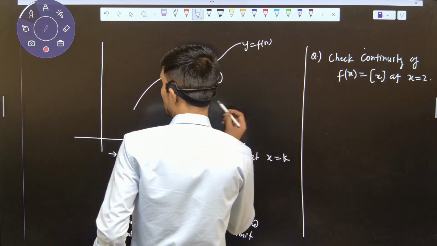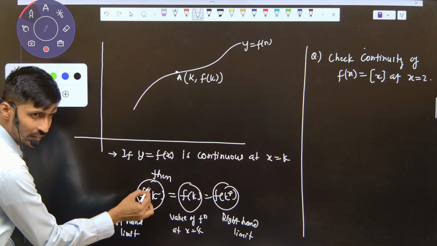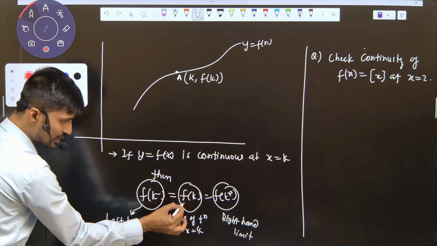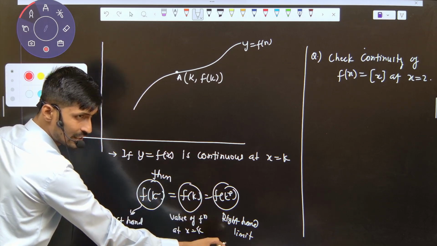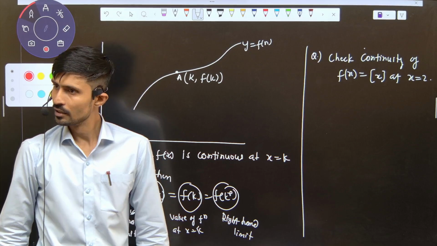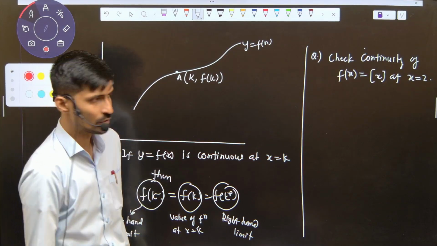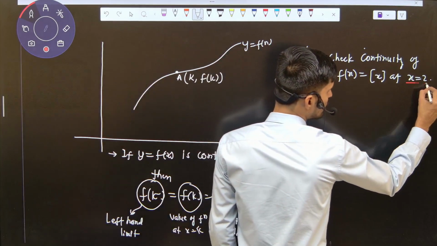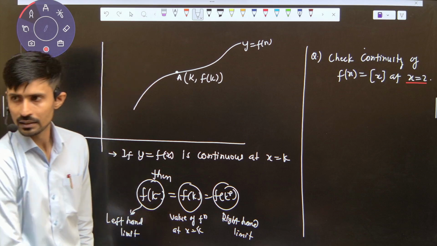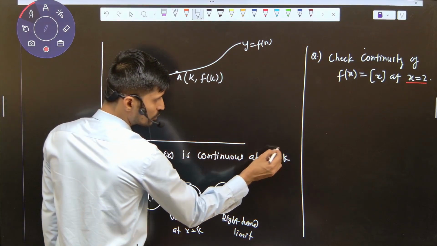So if I want to find whether the function is continuous or not, then I will have to find the left hand value, the function value, then the right hand value. And we have to check whether all three are equal or not. If all three are equal, continuous. If all three are not equal, not continuous. So first of all, because here the x coordinate is 2, the k value will become 2.